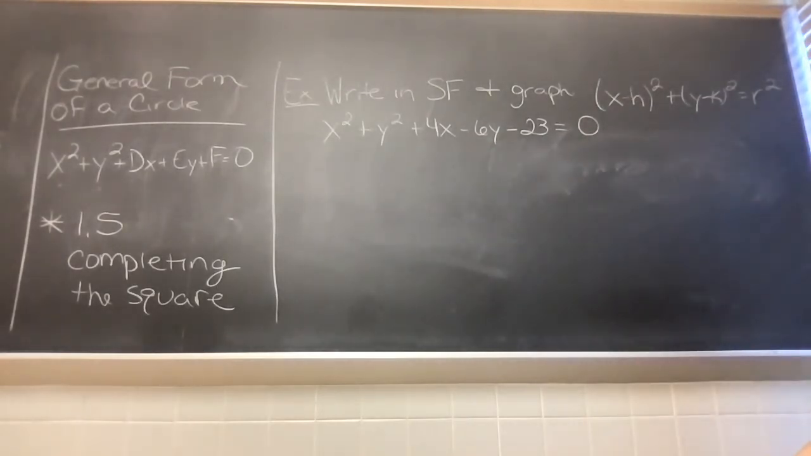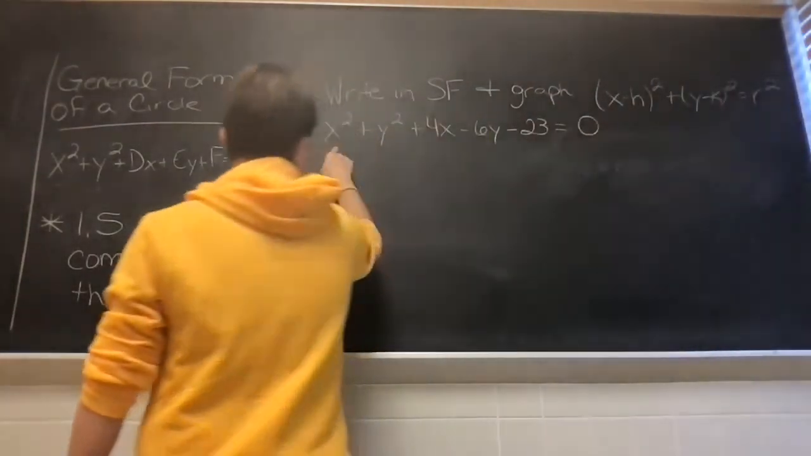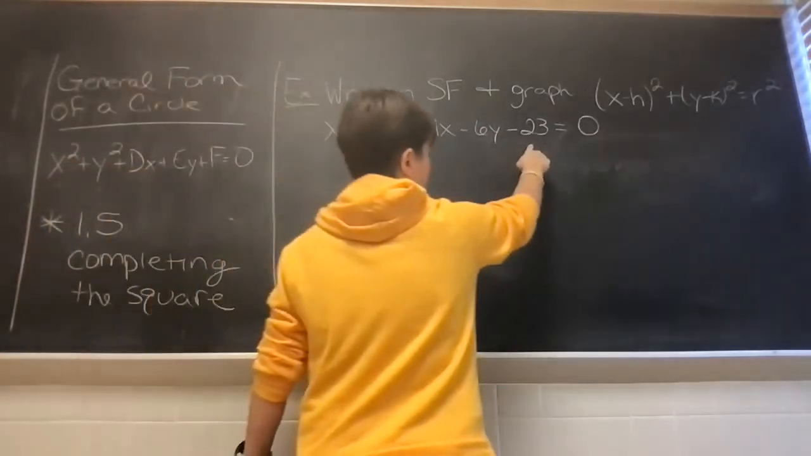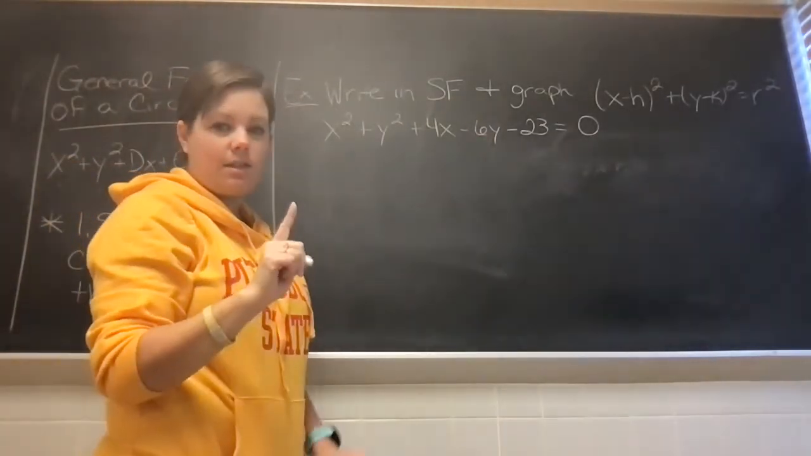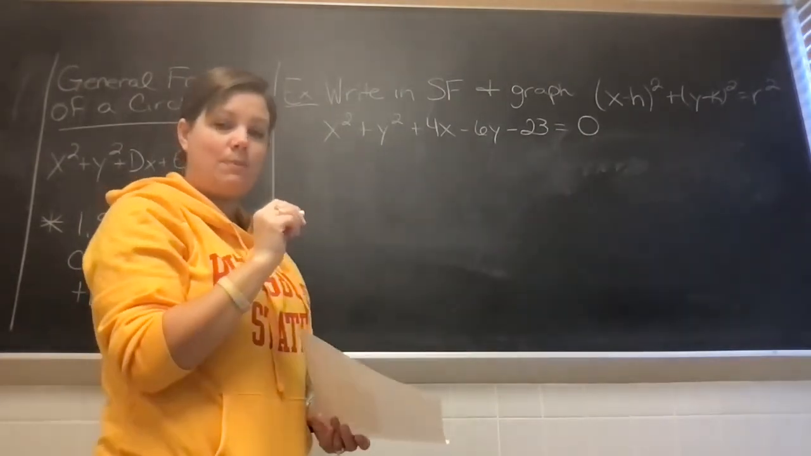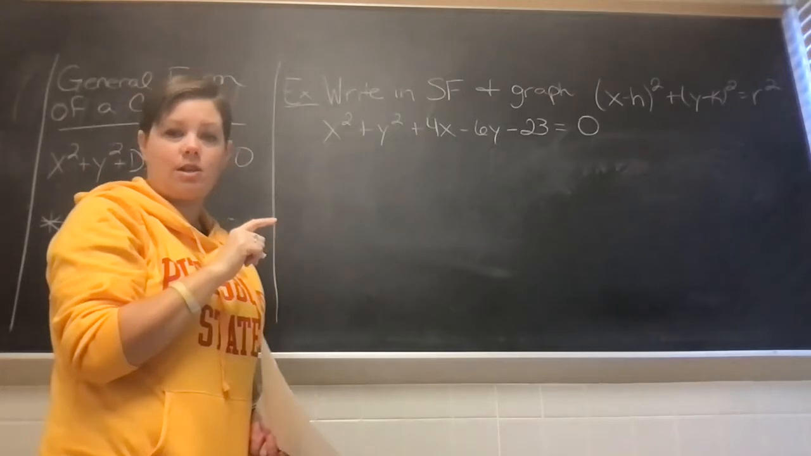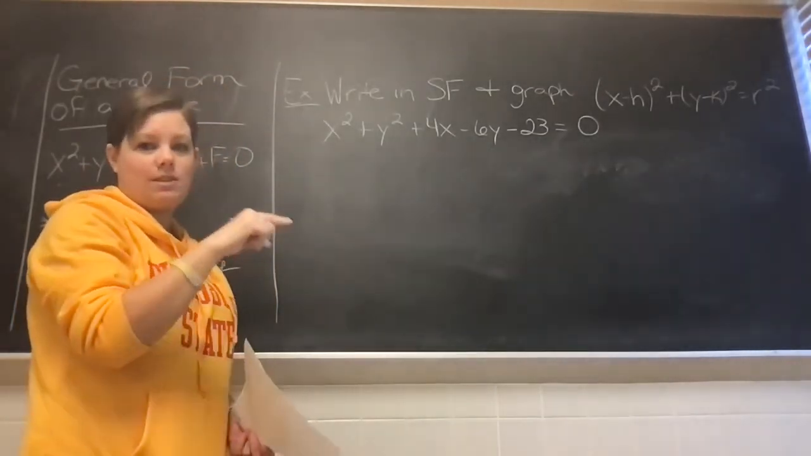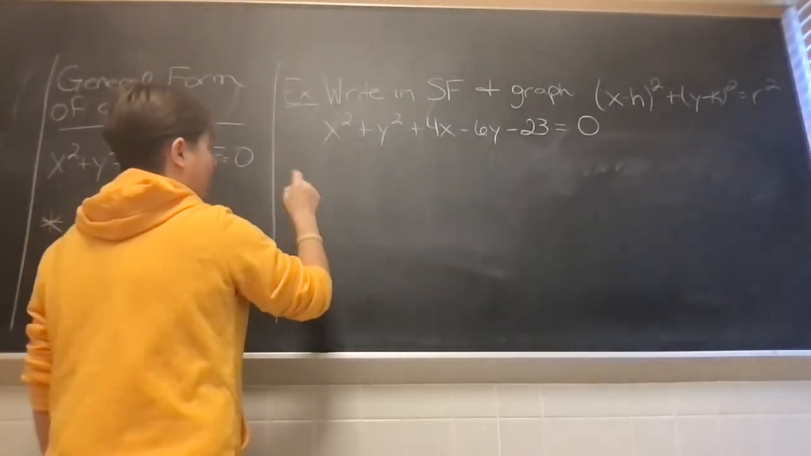So what do we do? Well, the first thing we do is group up our x's and our y's, and get our constant over to the other side. I'm going to give you a little heads up: leave some spaces. I'm going to write in the spaces because that's how we're going to put in our completing the square stuff. Back when we were doing this with quadratics, we would leave a space as well. This is the same thing we're doing, we're just going to do it twice.